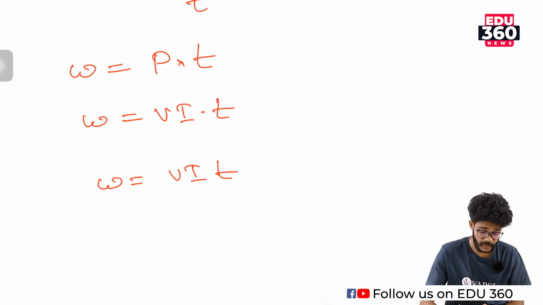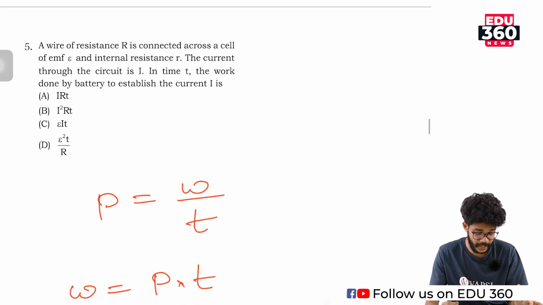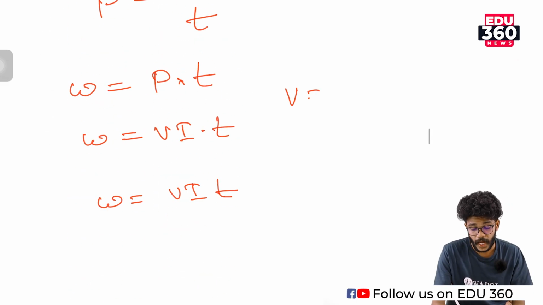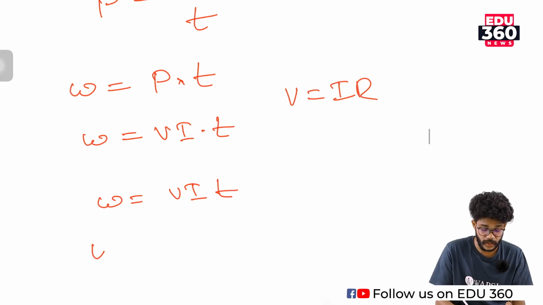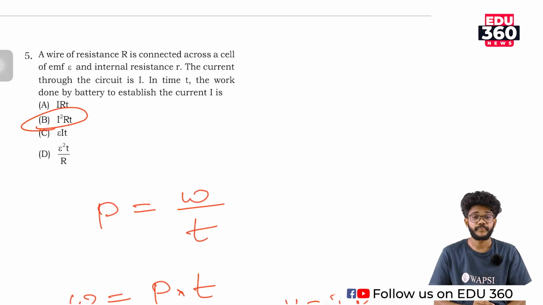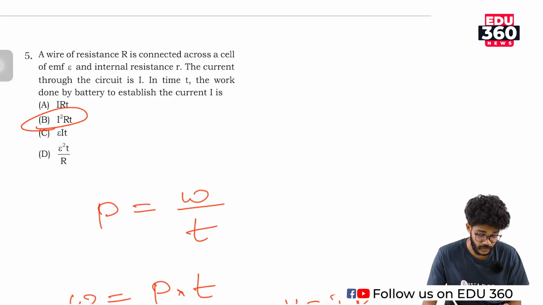So in any option we can't see any potential V. So we need to substitute V by V is equal to IR. So work is equal to I square RT. So the work is I square RT. Option B is the correct answer. Work is equal to I square RT. So we can move to the next question.